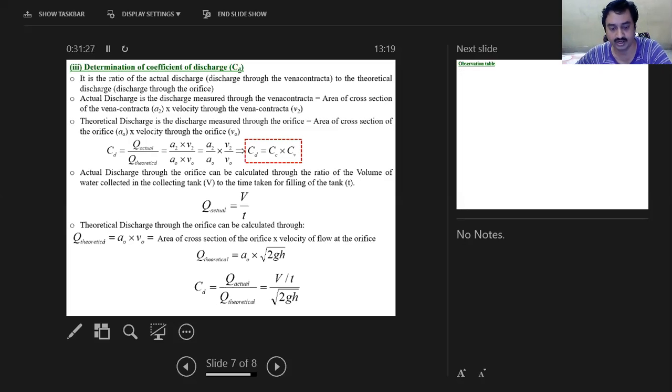Fine. So we got CD. Once we got CD and CV, your CC will be CD divided by CV. So we got the 3 parameters. I think it is clear.